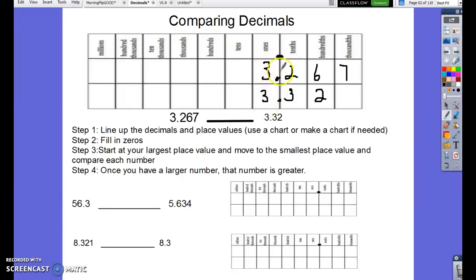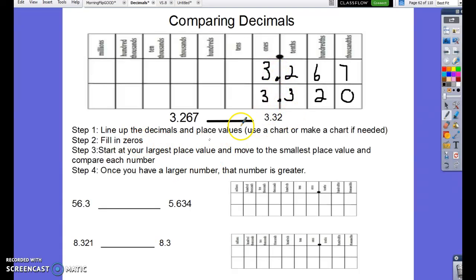Okay. Step 2 says we're going to fill in the zeros. So we're making sure that all of our place values are lined up. So we have the ones place, tens place, the hundredths place, we have the thousands place. Okay, we have our decimals that are completely lined up. If you notice, there's nothing in this thousands place, so that's where we're going to fill in our zero. We're going to fill in any zeros after the decimal point.